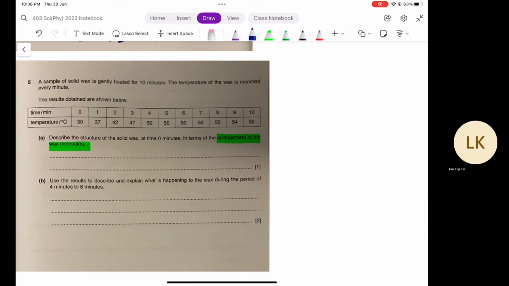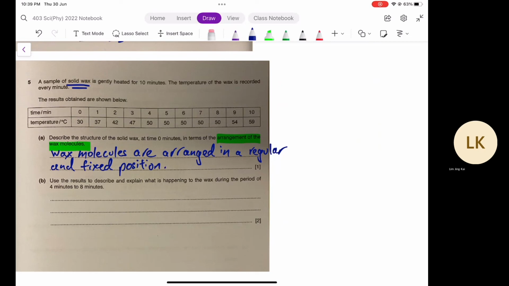So looking back, we need to identify what is the starting state, which is actually solid in this case, because this is solid wax. So we can now craft the answer to incorporate the words wax molecules, and we know that solid wax is always in a regular fixed arrangement. So we will now write the answer. The wax molecules are arranged in a regular and fixed position.